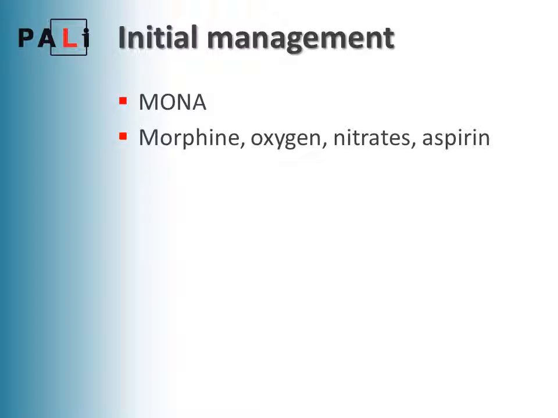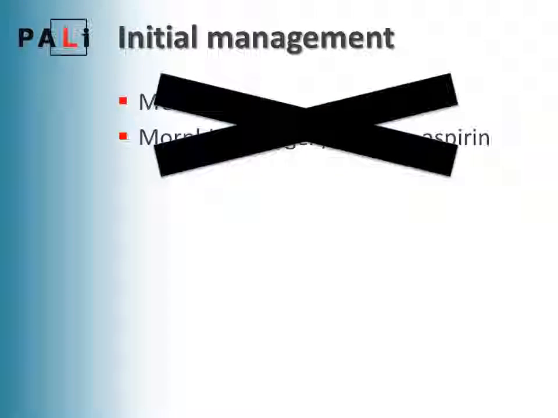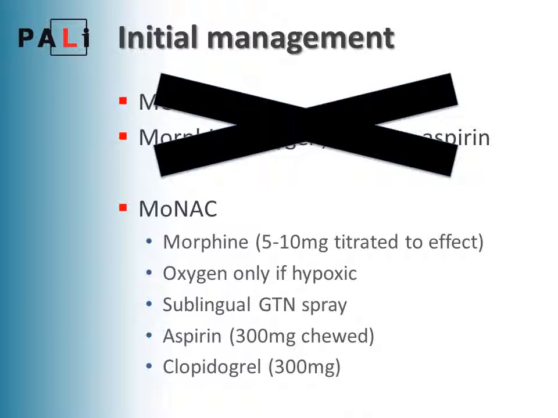Up until fairly recently, initial management was simply morphine, oxygen, nitrates, and aspirin. However, recent guideline changes mean it's a little bit more complicated than that. Morphine should be administered, usually between 5 to 10 milligrams IV, titrated to effect. This is obviously an analgesic, but it also helps to relax the patient and reduces myocardial demand.